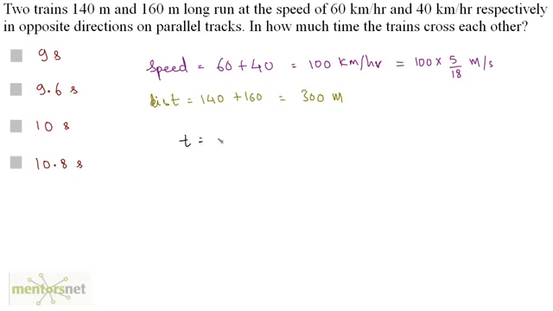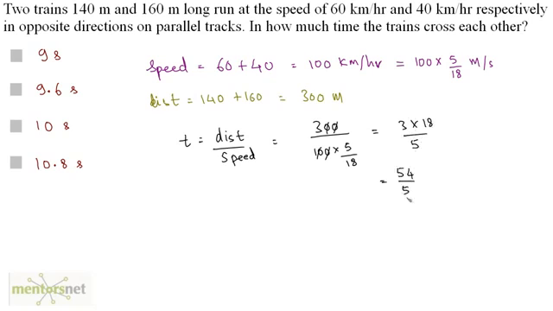So time is equal to distance upon speed. So it is equal to, we have the distance as 300 upon speed is 100 into 5 by 18. So these two zeros get cancelled out. What we have is 3 times 18 by 5, and that's equal to 54 by 5, and that's 10.8 seconds. So the answer is option D.